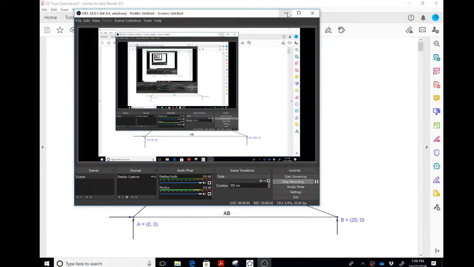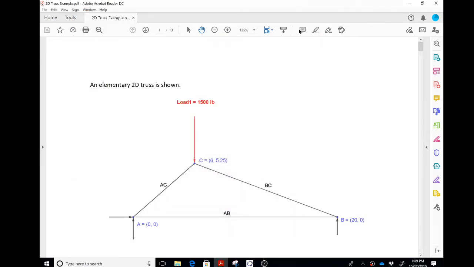Hello, fans of GeoGebra. We have, I think, a very unique method of analyzing a two-dimensional truss. And admittedly, it may seem a little fussy for the complicated truss that I will show you, but I think it's pretty straightforward for the simple truss in front of you.